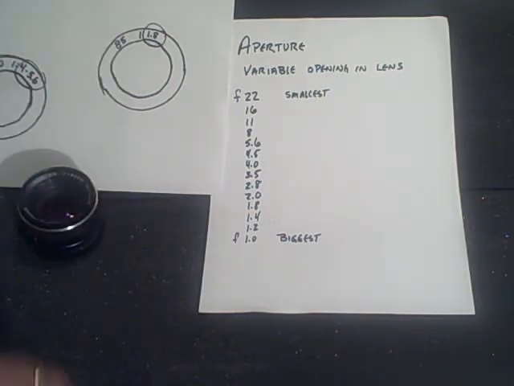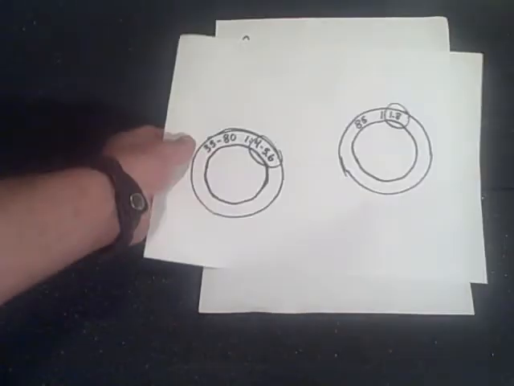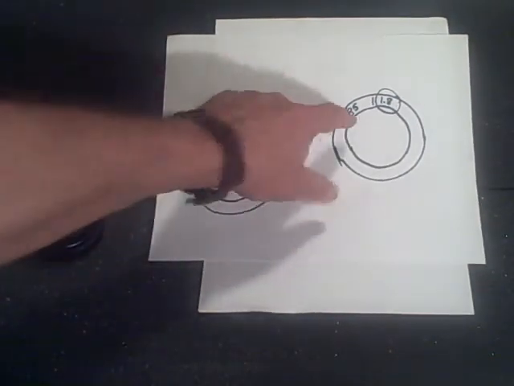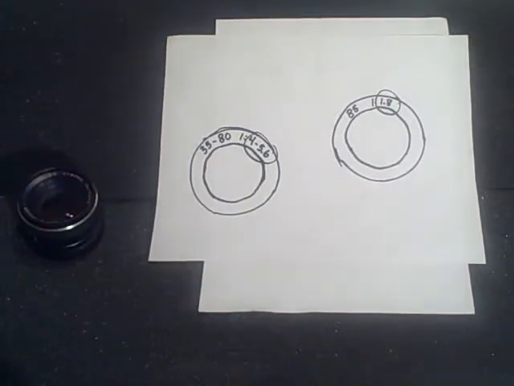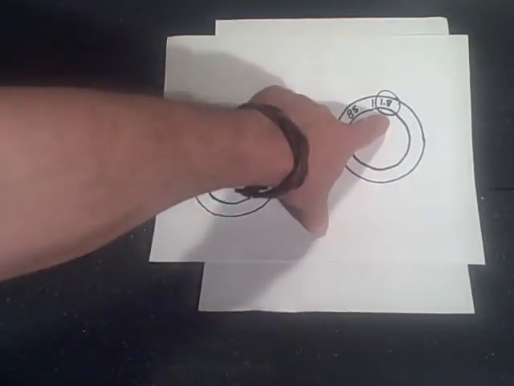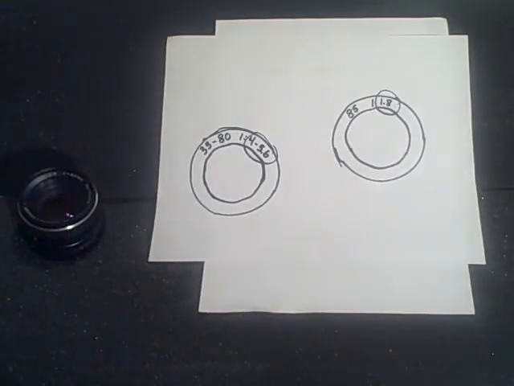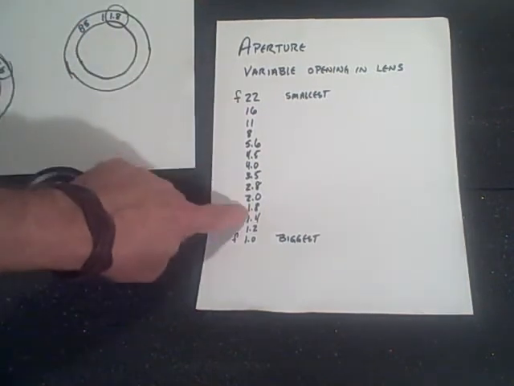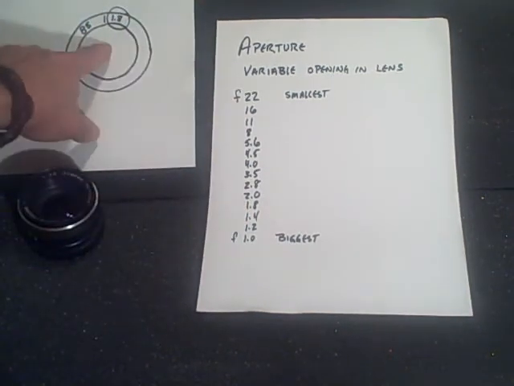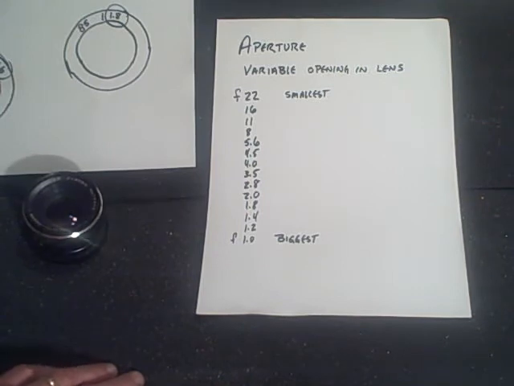Some lenses are prime lenses and they only have one focal length. This would be an 85mm lens, and it has an aperture of 1.8. Now it also goes all the way up to f22, but it also opens up all the way down to 1.8. So it is truly a fast lens.